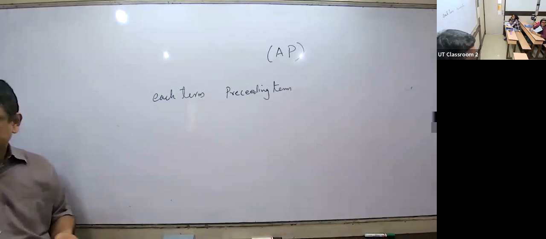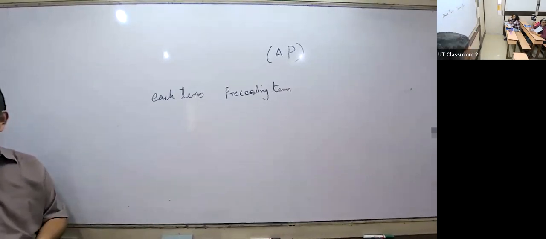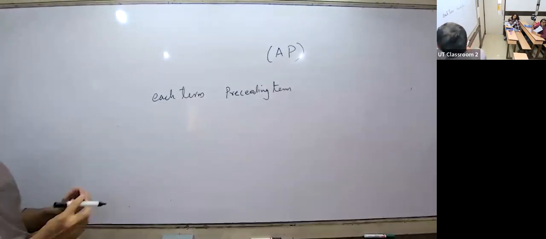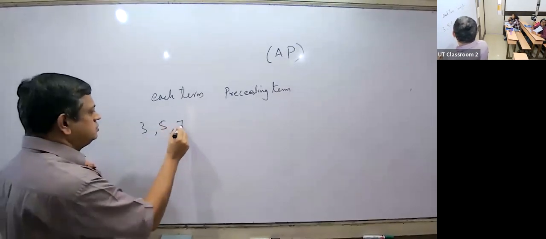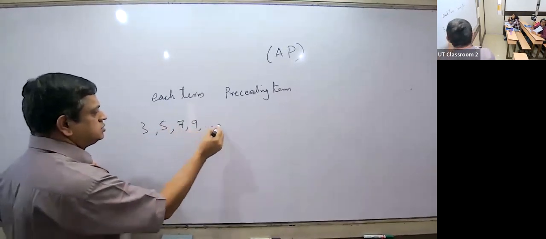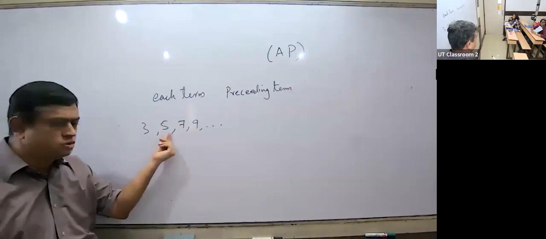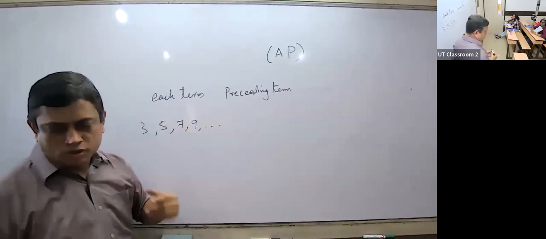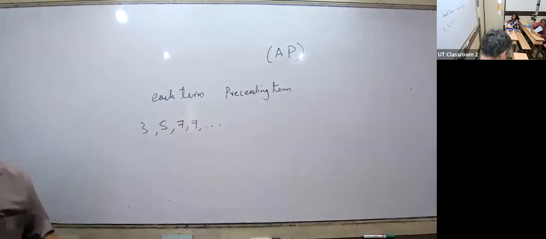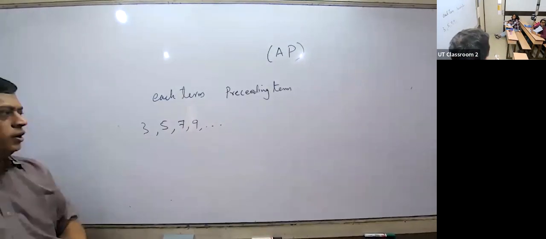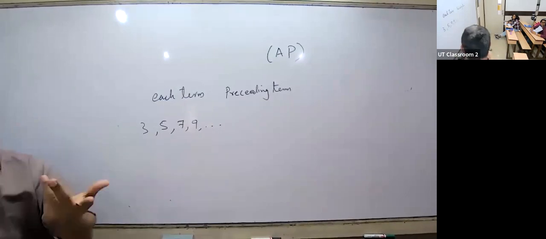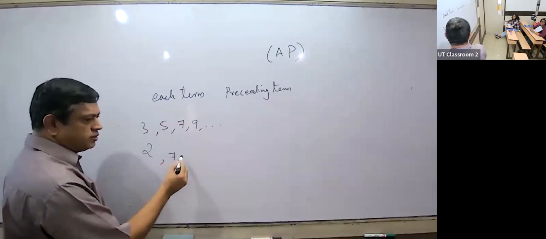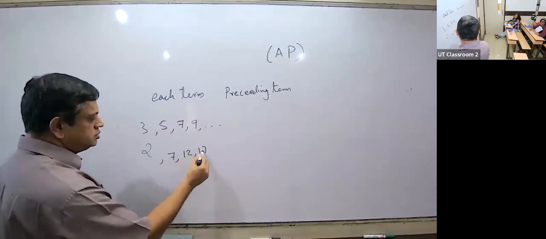Yes, sir. Can you give an AP example? 3, 5, 7, 9, etc. See, each term is obtained by adding 2, then adding 2, adding 2, adding 2. This is an AP. No need to write anything. You tell. 4, 6... why 2 only, you can write some other numbers also. Let's say 2 plus 5, 7 plus 5, 12 plus 5. Are you followed?